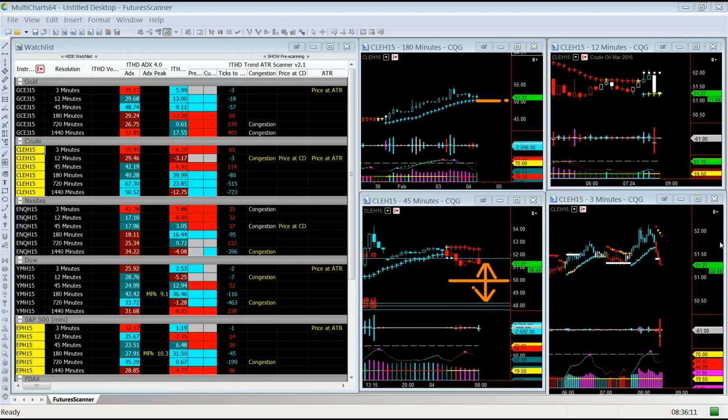Are the blue lines on the chart, on the 45-minute chart, congestion dots? Yes, they are.